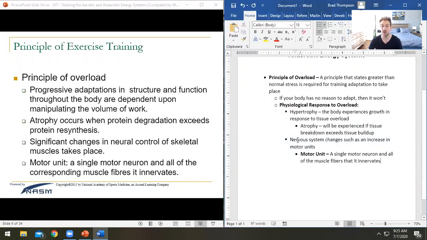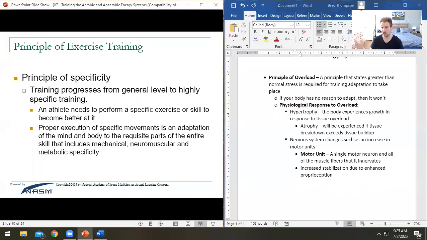So hypertrophy is a response, nervous system changes are a response, right? You also might experience increased stabilization due to enhanced proprioception. So your body might also, through nervous system changes, just get better at controlling those muscles and know how much force to recruit. So you might enhance your proprioception. That's why balance training is so effective at enhancing proprioception, because you're just giving it so much information every time you're standing on one leg. You're just wobbling the whole time.